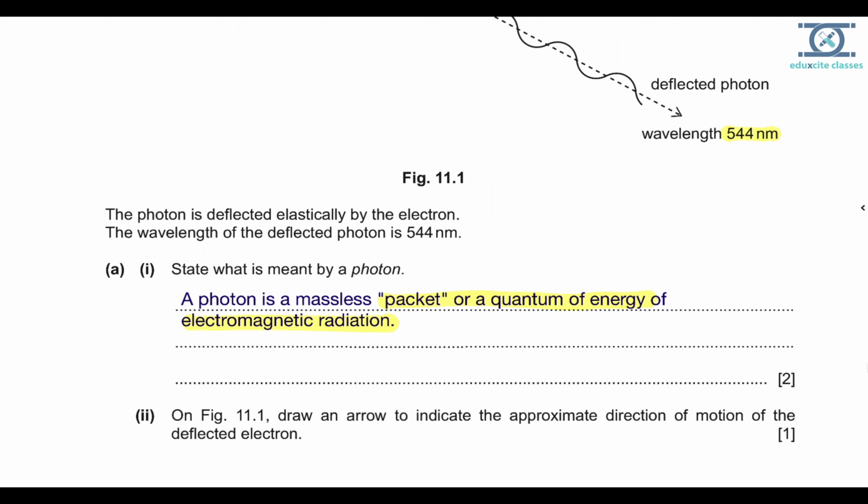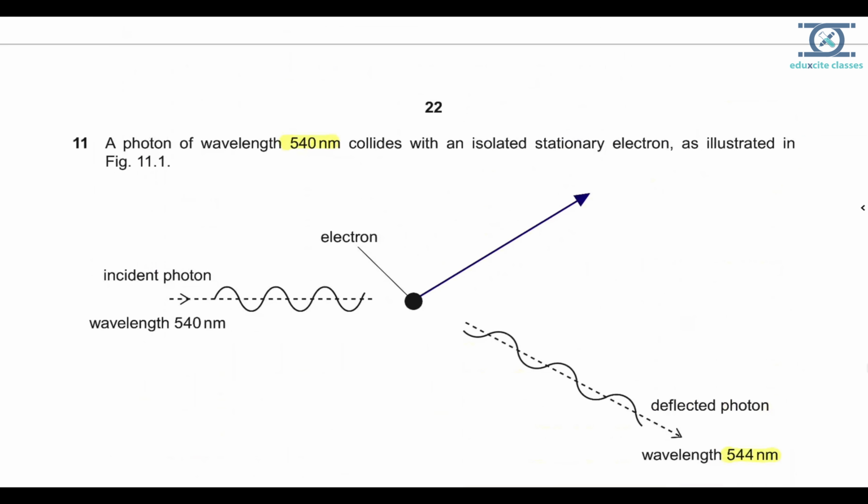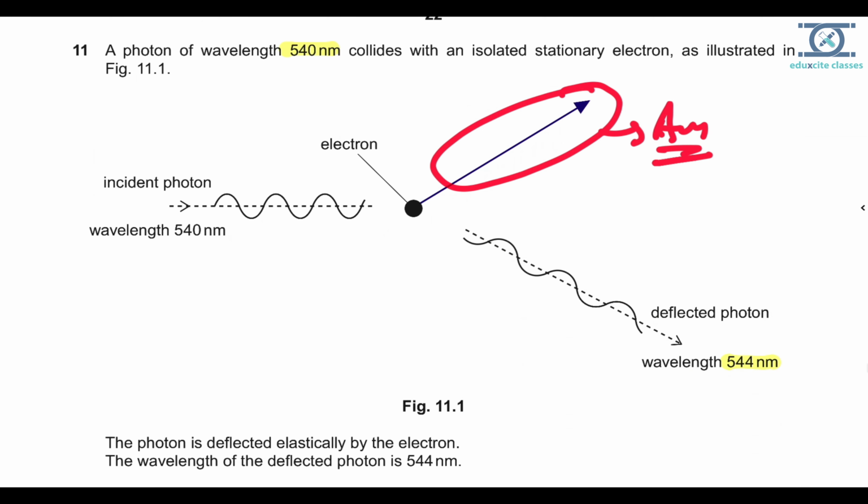Those are the keywords. Draw an arrow to indicate the approximate direction of motion of the deflected electron. Just by considering the momentum conservation, if the deflected photon is going in this direction, the electron should deflect in this direction. This is not given in the question. I have drawn it for the answer. That is the direction of the deflected electron.